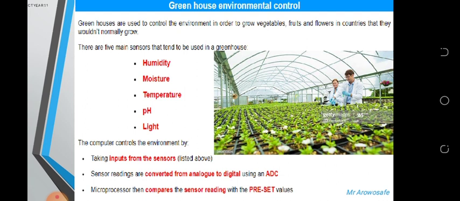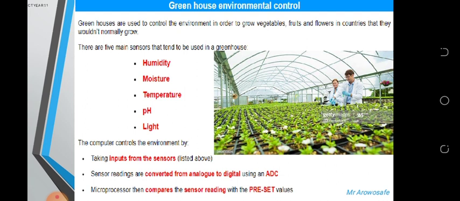Greenhouses are used to control the environment in order to grow vegetables, fruits, and flowers in countries where they wouldn't normally grow. So this greenhouse environmental control is in the best position to help here. There are five main sensors that tend to be used in a greenhouse.